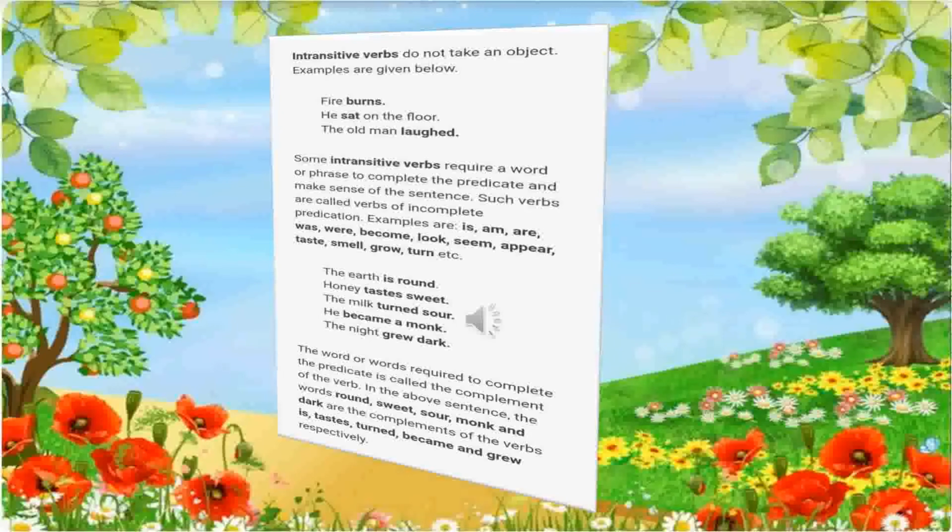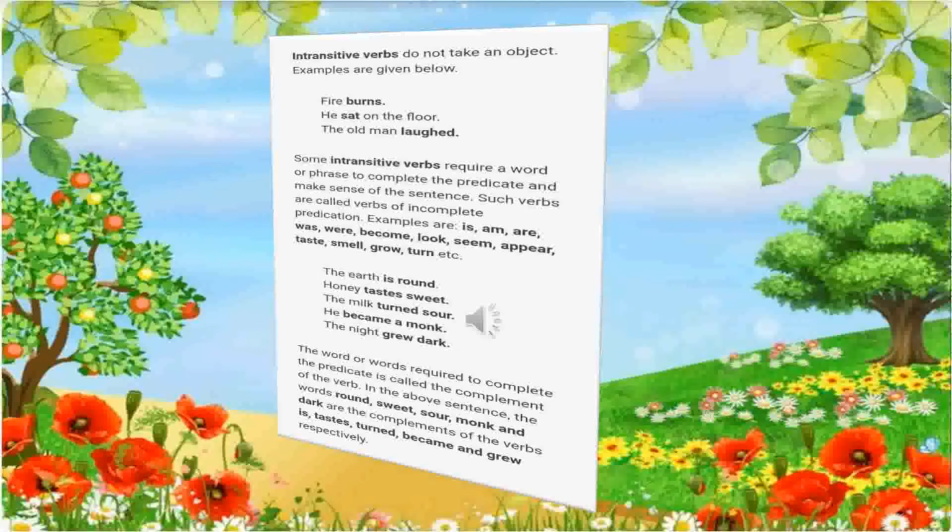The old man laughed. In the first and third sentences, after the intransitive verbs "burns" and "laughed," there are no more words. That means the sentence is complete in itself. But in the second sentence, we have used some other words to complete its meaning. So some intransitive verbs require a word or phrase to complete the predicate and make sense of the sentence.